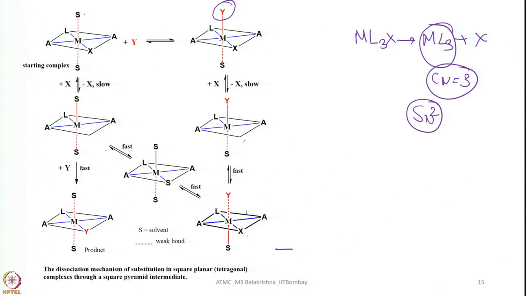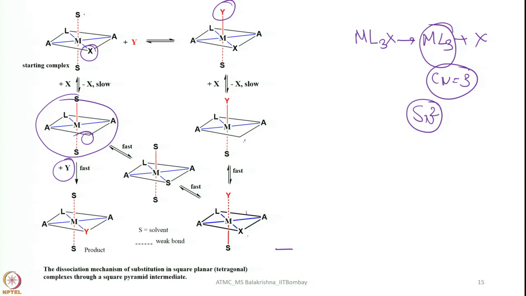So, that means here if you consider this path, again X can depart before leaving this vacant site, and this vacant site is there and the orbital is empty on the metal. In the first step, the solvent can occupy that position prior to Y. And of course, in case of this one, Y is added in the first step, and then that means the slow step is, if you consider dissociative mechanism, the slow step is elimination of the leaving group.